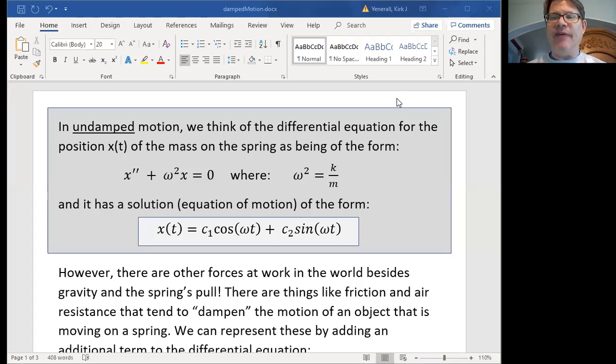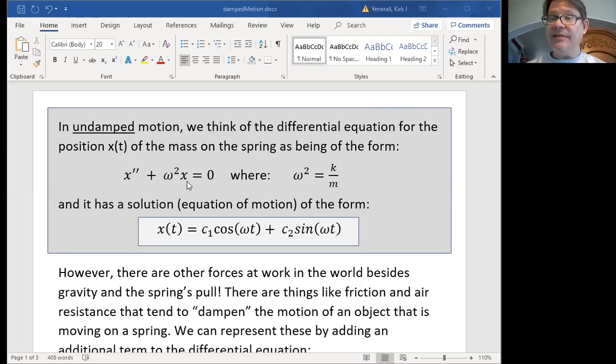What happens if we have a mass at the bottom of a spring and we move it to a certain position above or below its equilibrium point and we let it go, possibly with some initial velocity? How will it move? Well, we found out that taking into account the spring constant k, the equation of motion would be of the form x double prime plus omega squared x equals 0, where omega squared is a constant that is the ratio of the spring constant to the mass of the object that's attached to the spring.